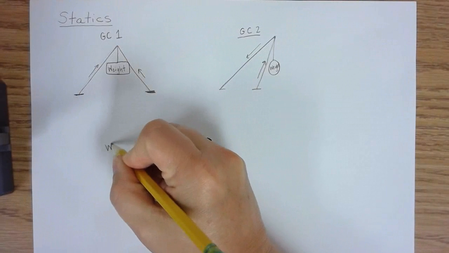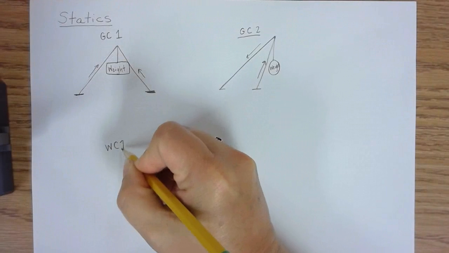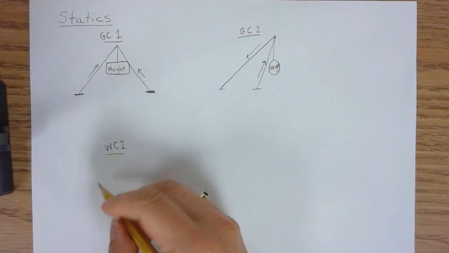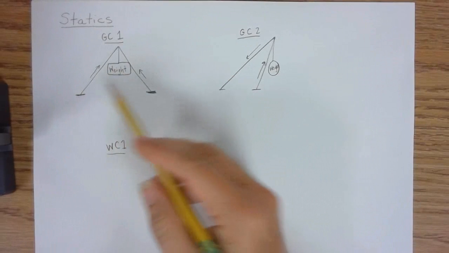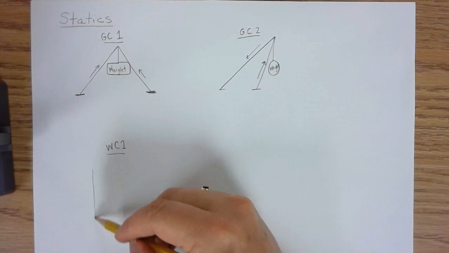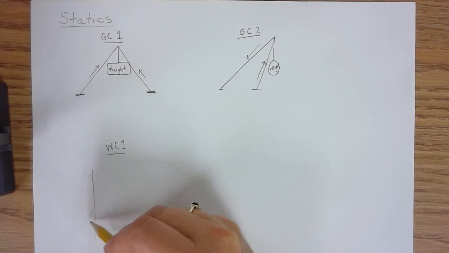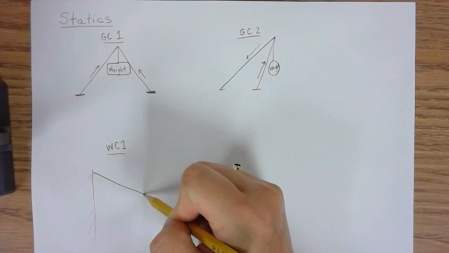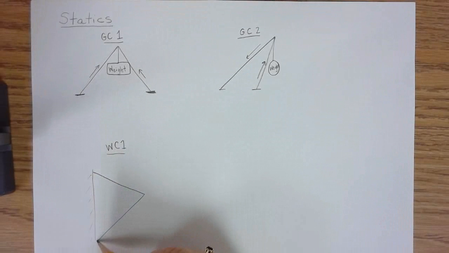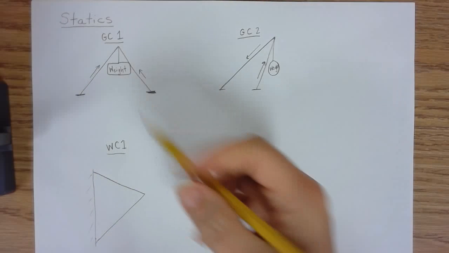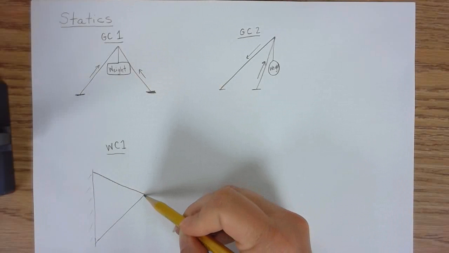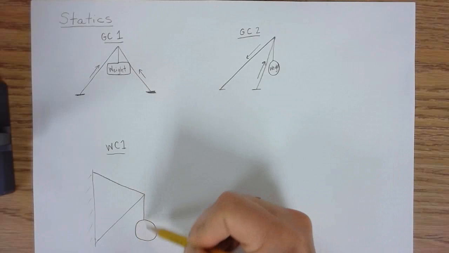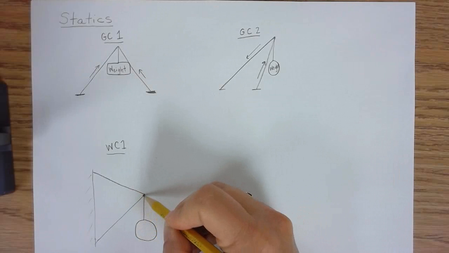Then we've got wall case 1. Wall case 1 is simply the fact that we've got supports coming off of a wall. This being our wall over here. And we're going to start with wall case 1, looking very similar to ground case 1, but of course the weight would be going off of the edge here.